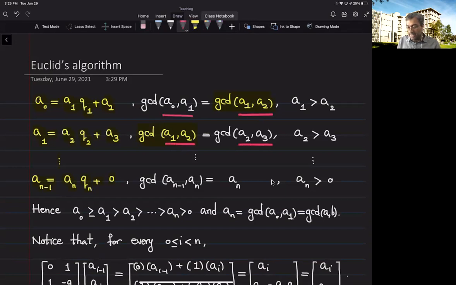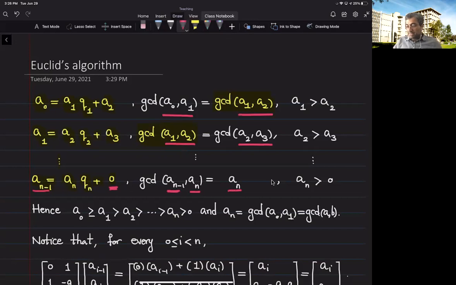At the end here, we have the GCD of a sub n minus 1 and a sub n. You see, a sub n minus 1 is a multiple of a sub n. Therefore, the GCD of a sub n minus 1 and a sub n is a sub n. Remember, a sub n is positive. This is the first time that we reached 0. And a sub n minus 1 is a multiple of a sub n, so their greatest common divisor is a sub n.